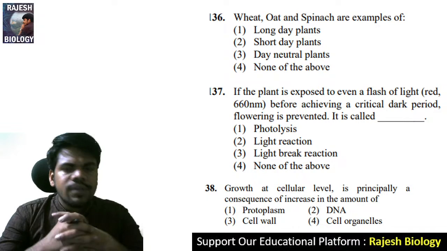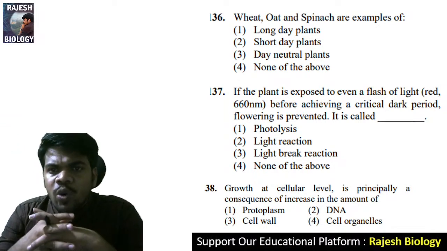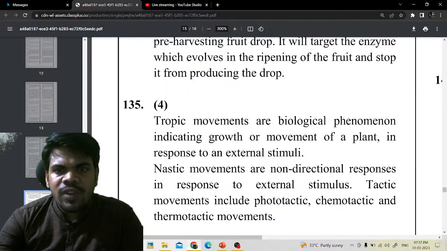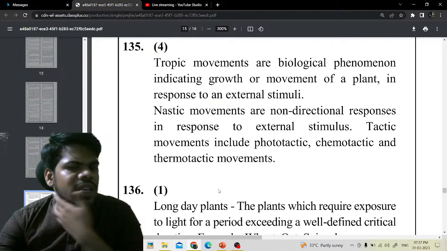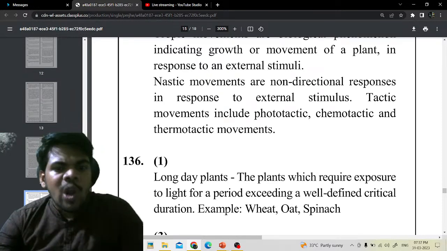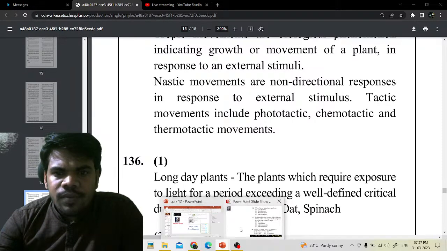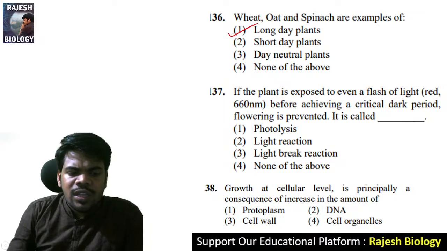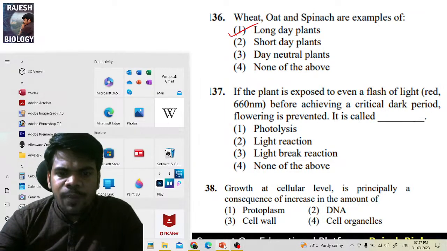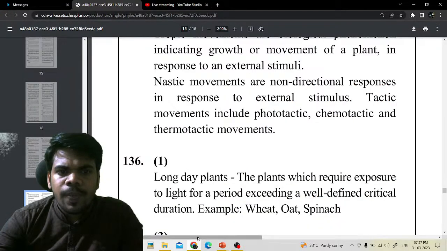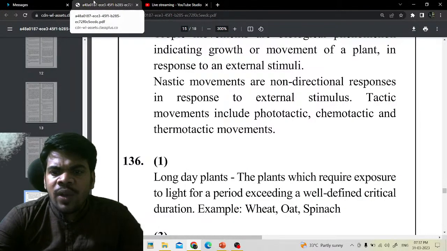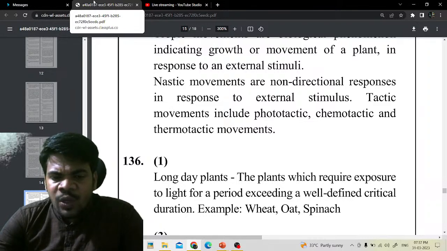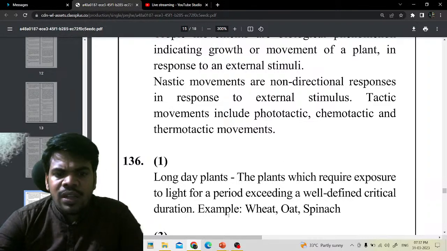Come to the 36th question. Wheat, oat, and spinach are examples of what? These are the examples of long day plants. The plants which require exposure to light for a period exceeding a well-defined critical duration. Example, wheat, oat, and spinach.